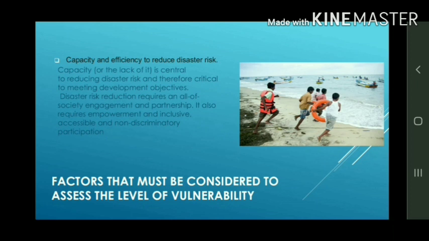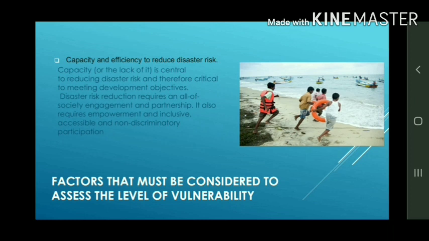It also requires empowerment and inclusive, accessible, and non-discriminatory participation. Ibig sabihin, kahit mahirap ka lang, no? Dapat walang mahirap sa sakuna. Dapat lahat tinutulungan. Okay? Mayaman ka man o mahirap. That is non-discriminatory participation. Okay?